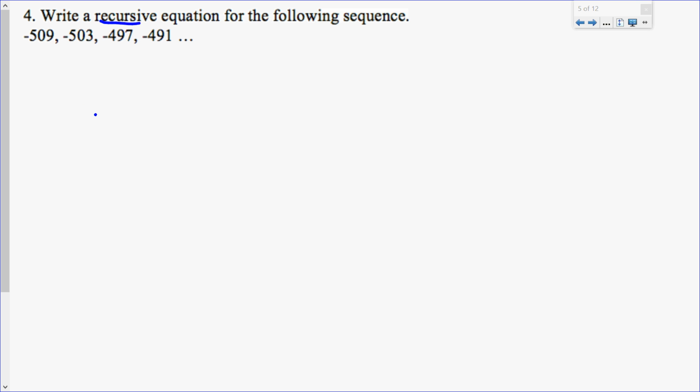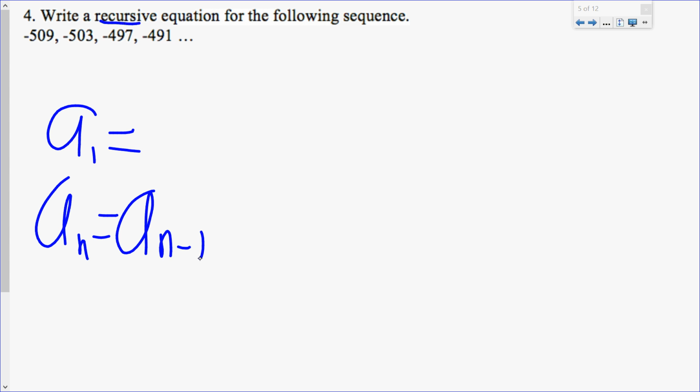Recursive a1 equals, an equals an minus 1. I want you to try this one on your own. I'll just sit here for about 20 to 30 seconds. It shouldn't take any more time than that. Fill in a1 and tell me what the pattern is. Tell me what you're doing to the previous term.